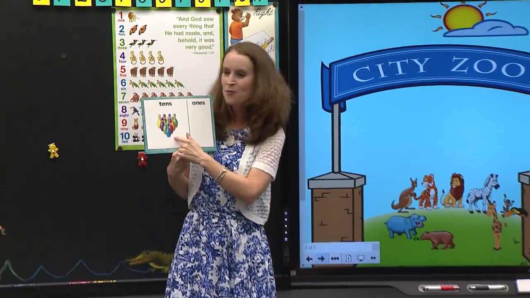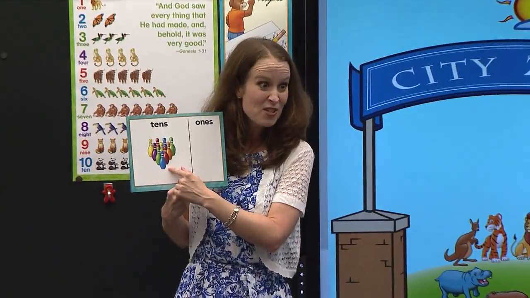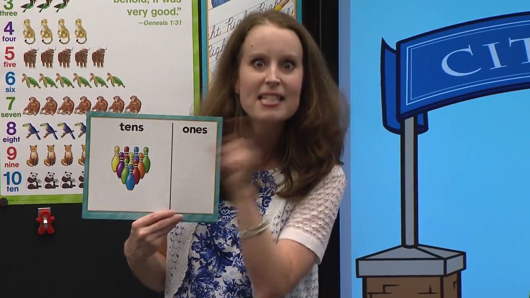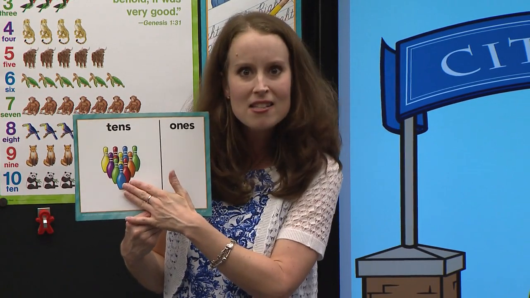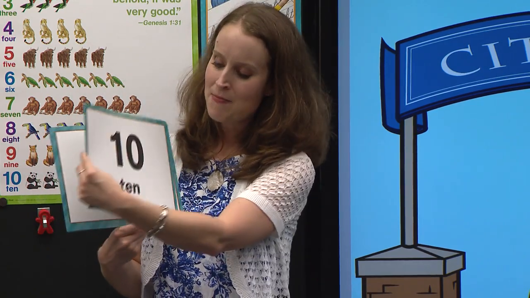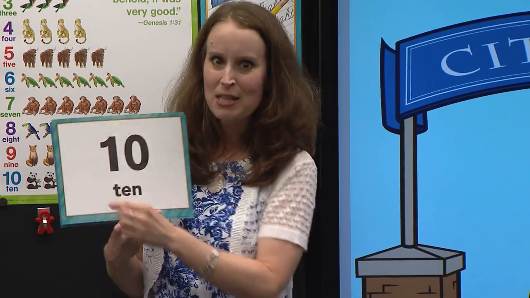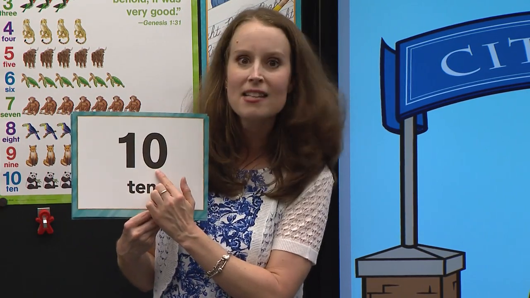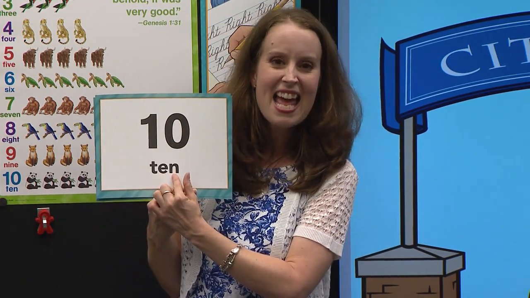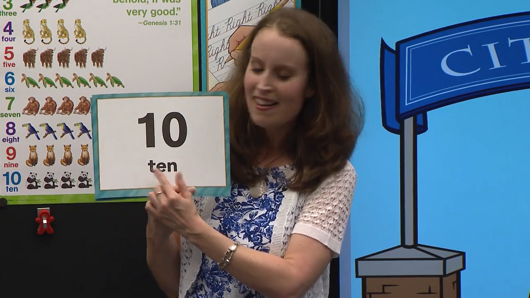Now, students watching, boys and girls in this classroom, you're going to see something just a little bit different. I have all 10 of my bowling pins in one stack right here on this side of my card called the tens place. This is the number 10. The number 10 looks a little bit different. I have a 1 in the tens place and a 0 in the ones place, but this right here is my number 10. And T-E-N is my number word 10. T-E-N is my number word 10.